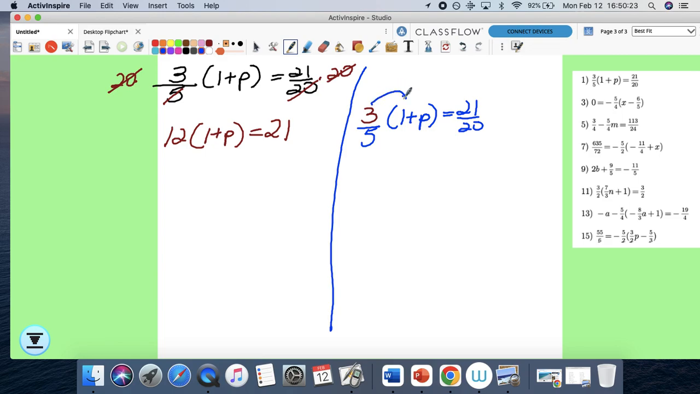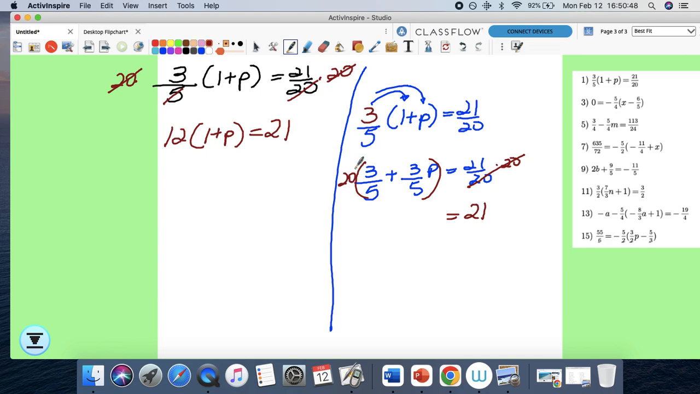Now, if I did the distributive property first, I get 3/5 and then 3/5 of p, right, equals 21 over 20. I can now choose to multiply by the LCM, which is times 20, and then this one I'll put in parentheses and then times 20. I can simplify this and just get 21.